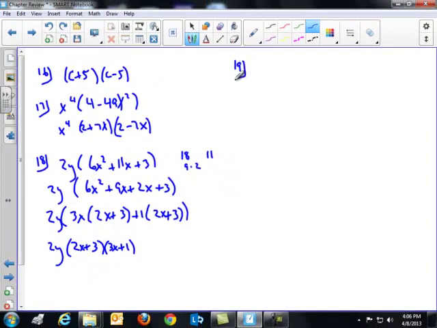Number 19. I can factor a 4y out of there. Hopefully you did that. I know that actually is a difference of squares, like 4 and 36 are both squares. We still need to take the y out of there. So what we've got left is x squared minus 9, which factors down even more to x plus 3 times x minus 3.